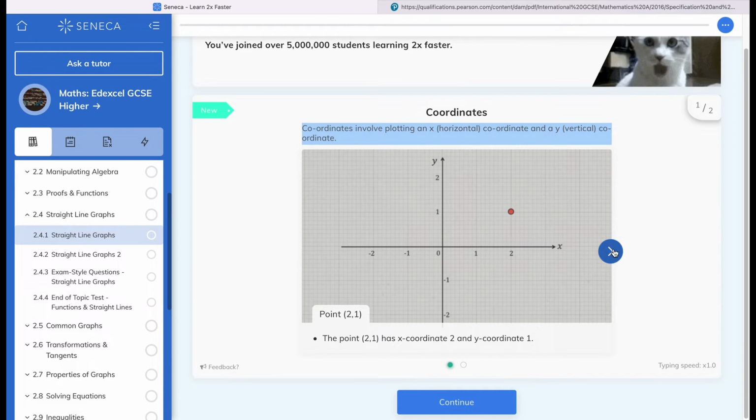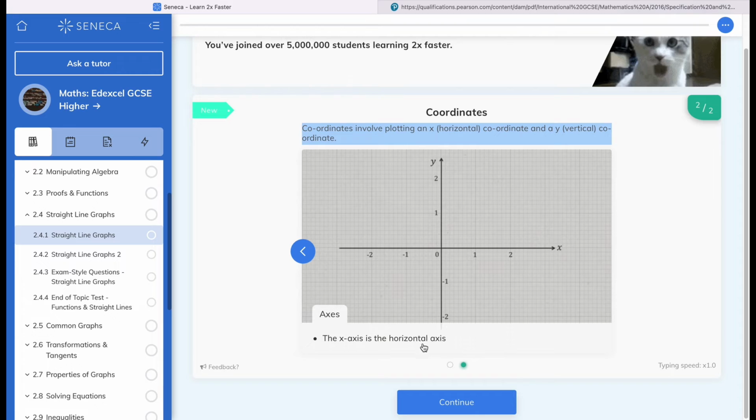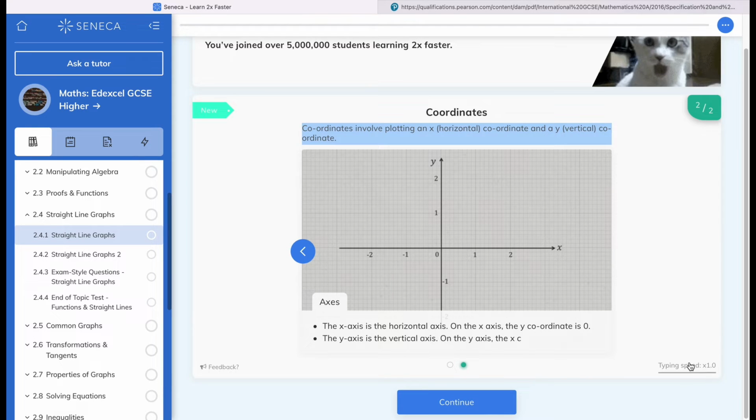So we go to the next part, and it's saying the x-axis is the horizontal axis. On the axis, the y-coordinate is 0. What I normally do is, I do not like this typing speed, so I sometimes put it on 2.5, but it depends on you. I normally put it on off, so the text comes straight away, which makes it easier for me to read, because everyone reads quicker than the speed at which it types. So it's stating here the x-axis is the horizontal axis, and the y-coordinate is 0.